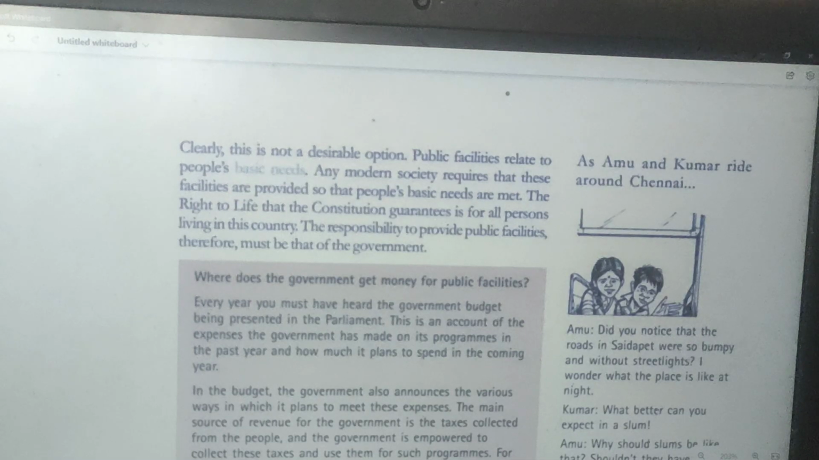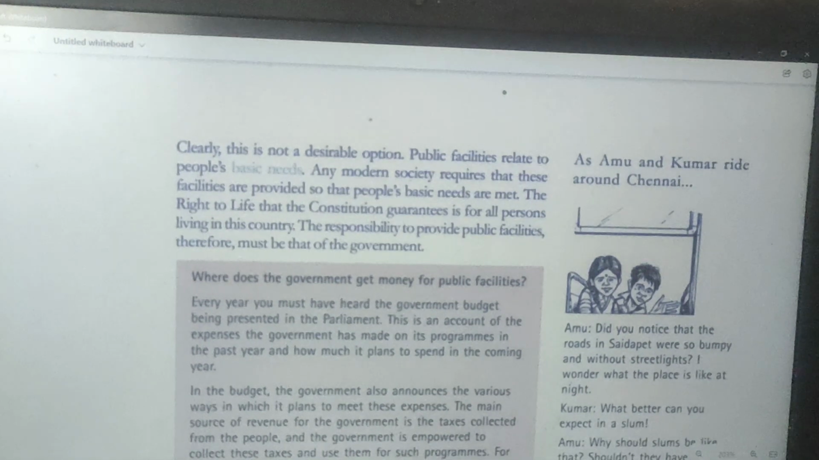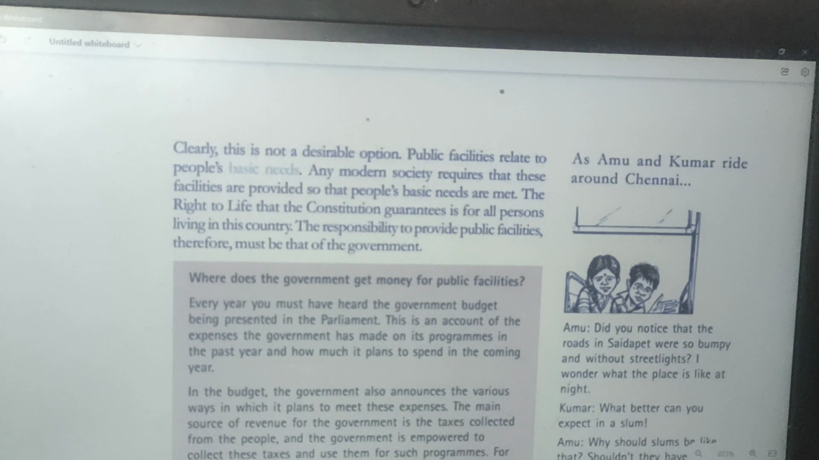So now this is our next page where it is clearly stated this is not a desirable option. Public facilities are related to people's basic needs. Any modern society requires that these facilities are provided so that the people's basic needs are met. The right to life that the Constitution guarantees is for all the persons living in the country. This responsibility to provide public facilities therefore must be that of the government.